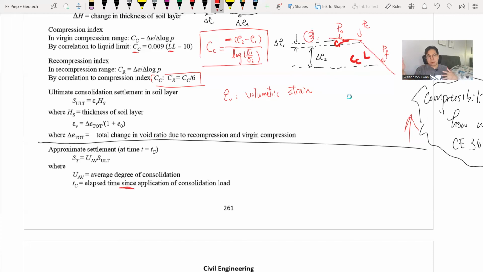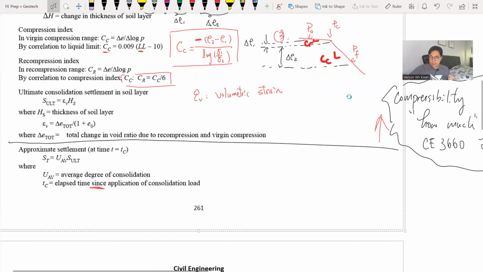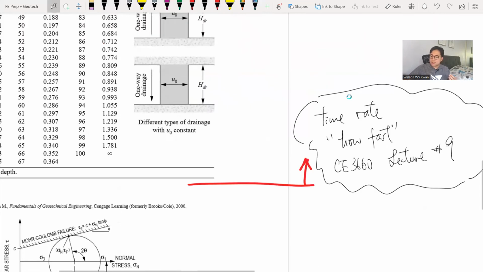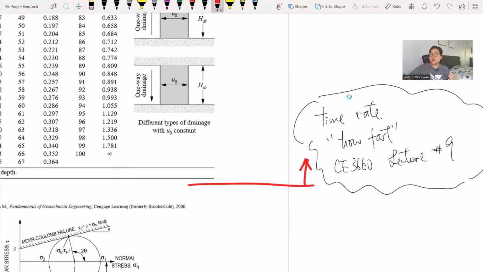The consolidation clock can be restarted once you change the load, either increase or decrease it, and then the clock will start again. For more details, the Terzaghi spring model gives a very good demonstration of this concept. And for more details, please visit my CE 366 lecture number 9.